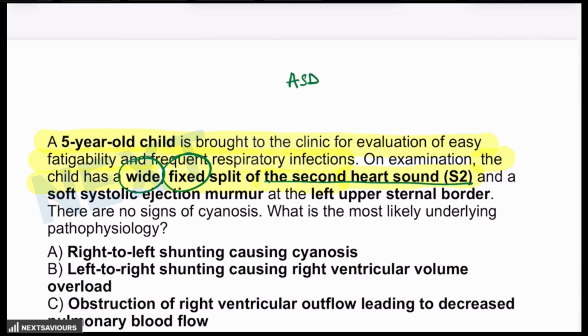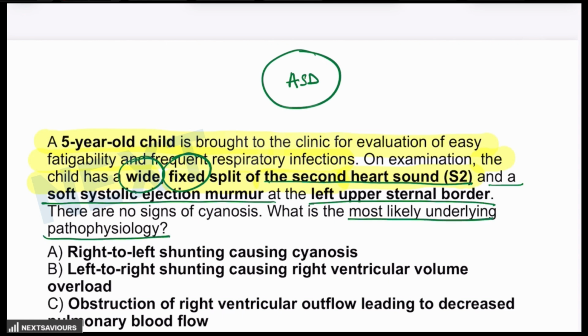Then, if you further read the question, there is a soft systolic ejection murmur at the left upper sternal border, which is due to increased pulmonary blood flow through the pulmonary valve. So, all these features are suggestive of atrial septal defect. Now, what is the most likely underlying pathophysiological mechanism? Going option wise, right to left shunting causes cyanosis. In an uncomplicated ASD, the shunt is left to right, leading to increased pulmonary blood flow, and there is no cyanosis, which is mentioned in the question.